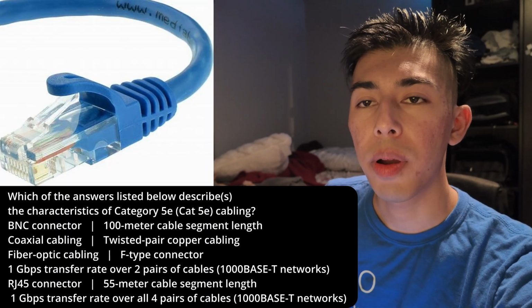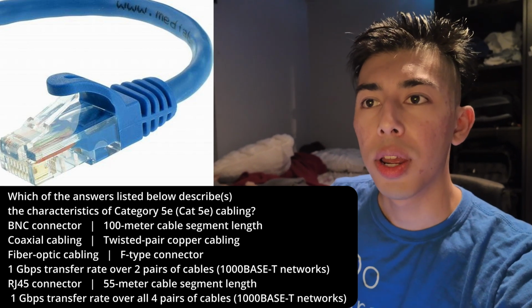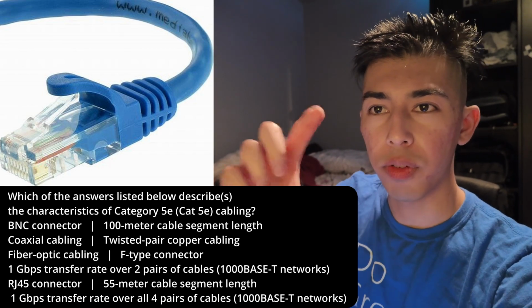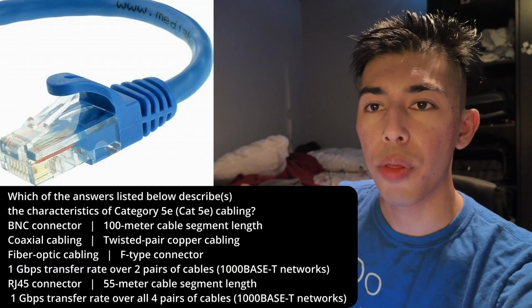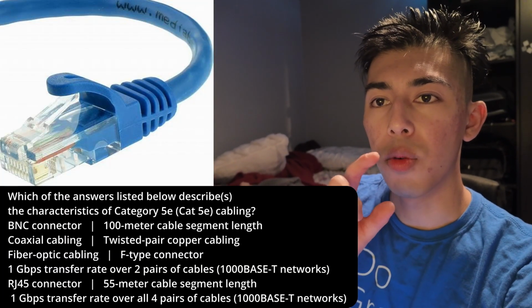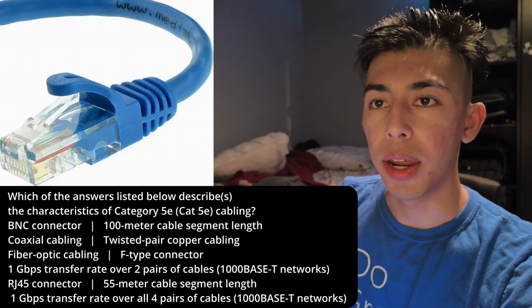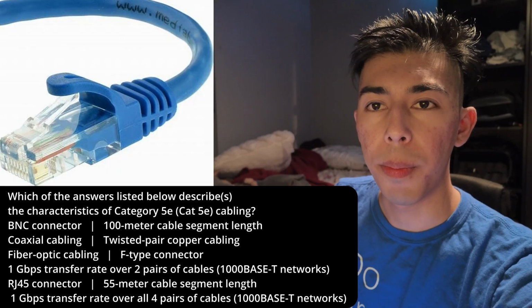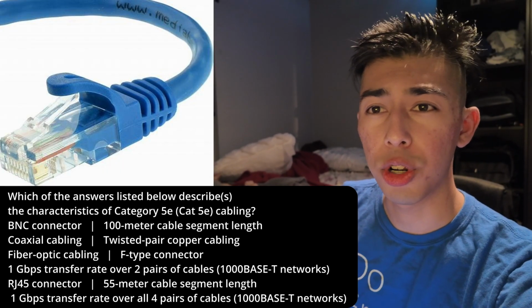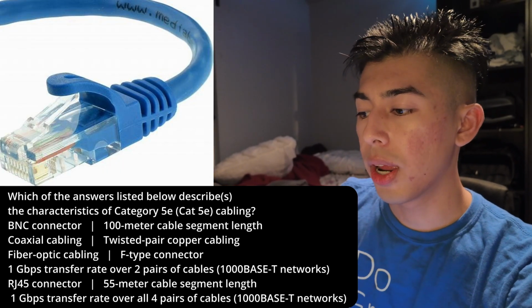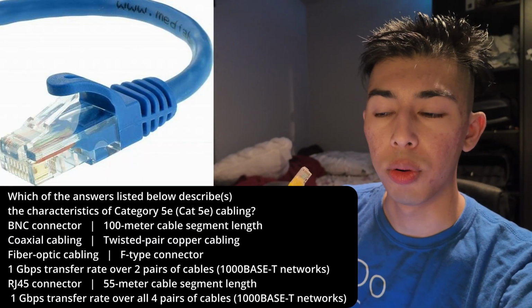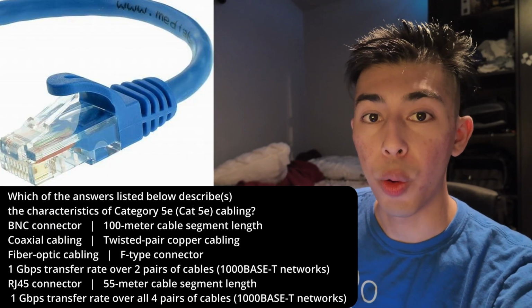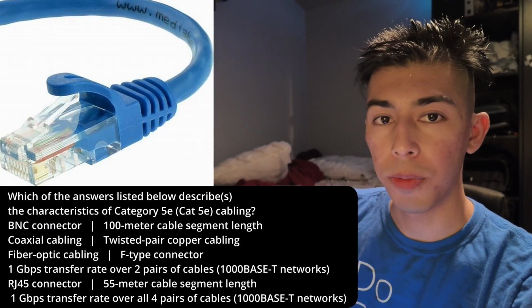The last thing really to talk about is the transfer speed. So Cat 5e is just 1 gigabit per second. Now we have two 1 gigabit per second options, and they both are very similar. They even include the 1000 base T networks. Cat 5e is a 1000 base T network, but is it 1 gigabit per second transfer rate over 2 pairs or 4 pairs of cables? Well, it's going to be 4 pairs of cables. Think about 2 transmitting and 2 receiving, and that is how the 1 gigabit per second is transferred over these cables.